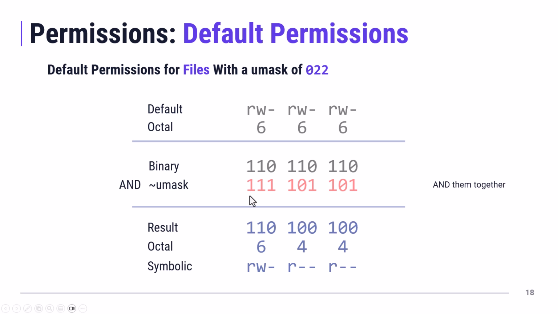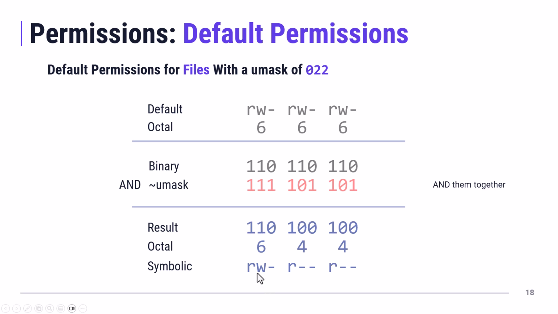So 1 and 1 is 1, 1 and 1 is 1, 0 and 1 is 0. So that gives us 4 plus 2 is 6. And we have 1 and 1 is 1, 1 and 0 is 0, 0 and 1 is 0. So that gives us 4. And then same thing here. So the result is that when you have a umask of 022, the default permissions are actually going to be 644 for a brand new file.